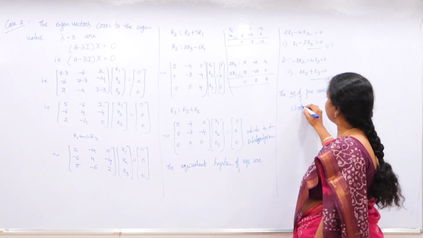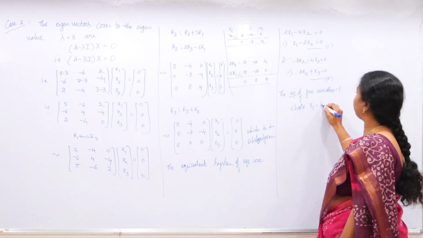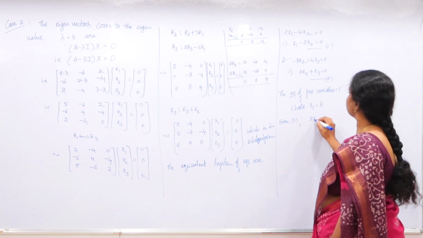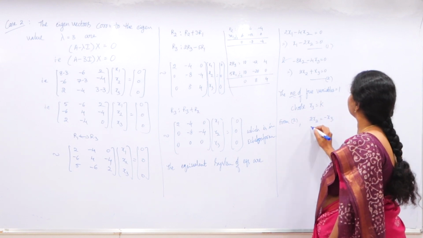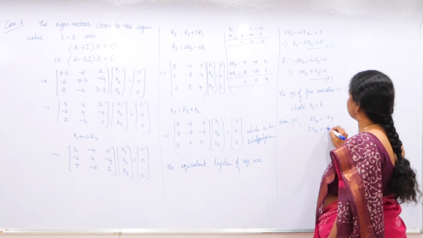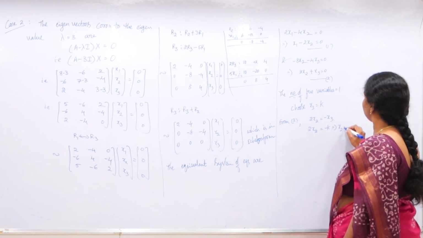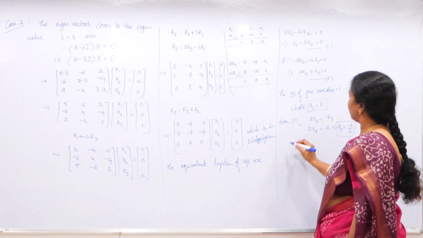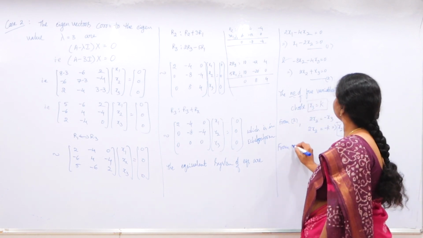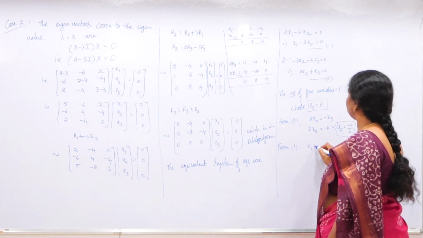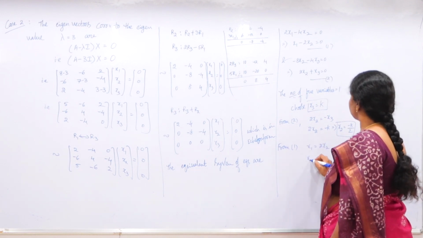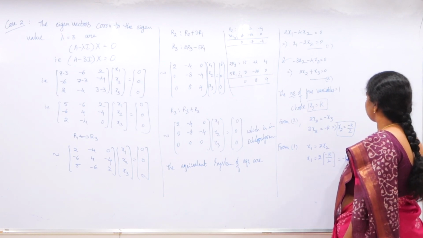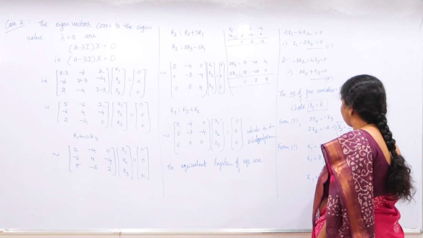So choose one of these 3 variables. Choose x3 as k. From second equation, 2x2 equal to minus x3. So 2x2 equal to minus k. x2 equal to minus k by 2. Next, from equation 1, x1 equal to 2x2. x1 equal to 2 into minus k by 2. So this value is minus k. x1 equal to minus k.